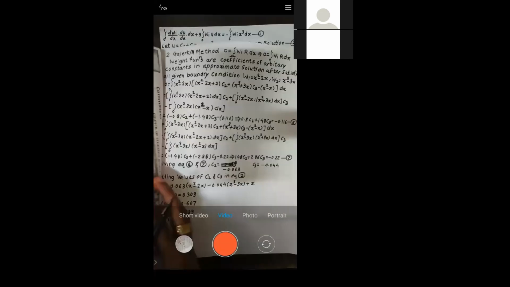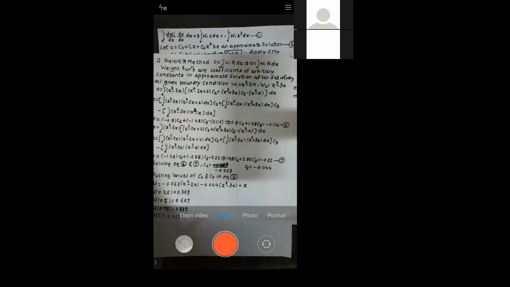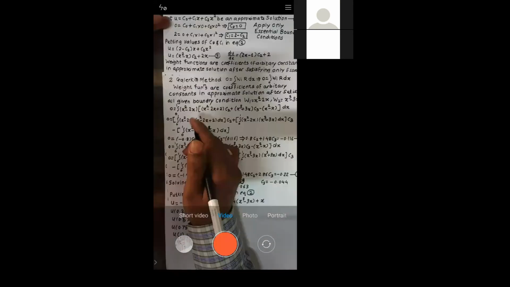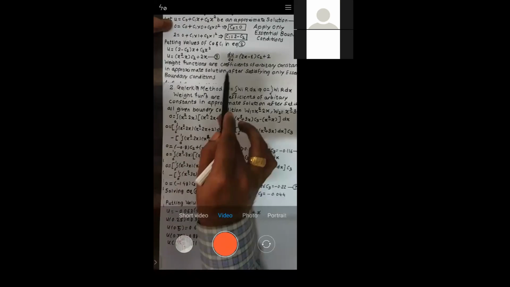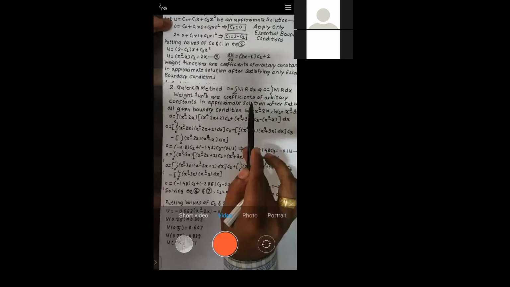Let me come back to this Galerkin method. Let me show this Galerkin method. Same I have written. You can compare it. See what is written. Weight functions are coefficients of arbitrary constants in approximate solution. Now see here it is a change. Satisfying only essential boundary condition.